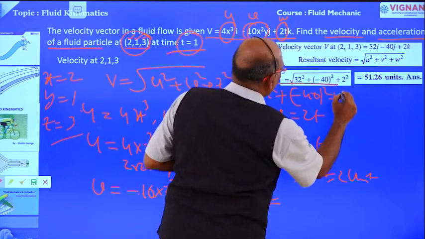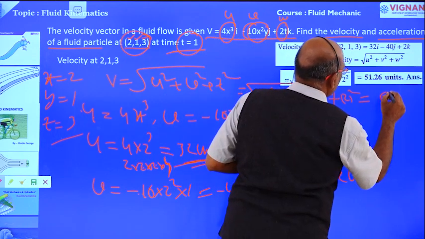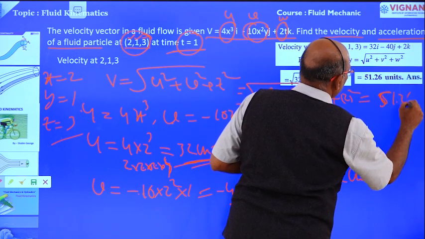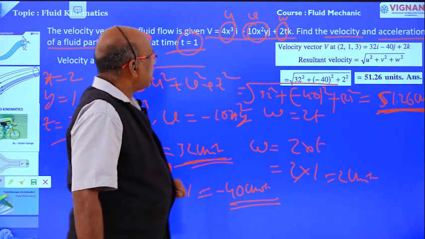Z is equal to 2 square. This is equal to 51.26 units. This is the velocity, right? Next one.